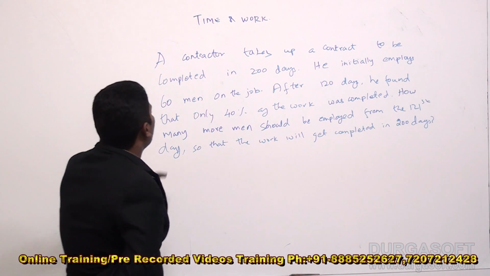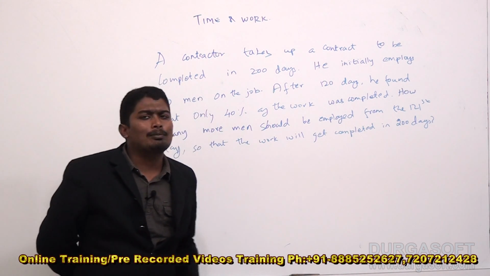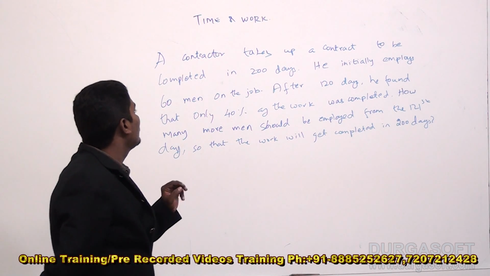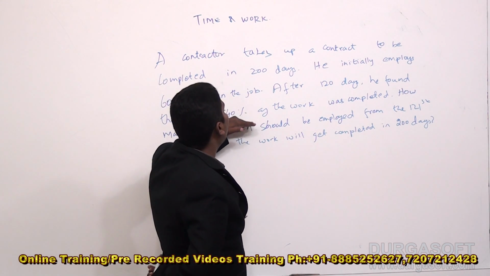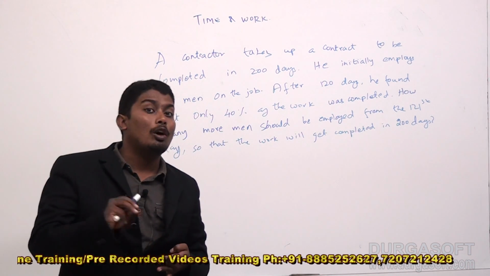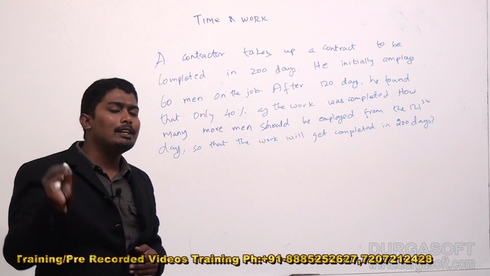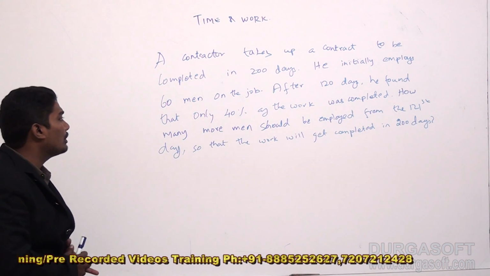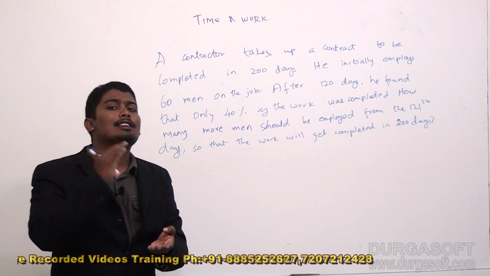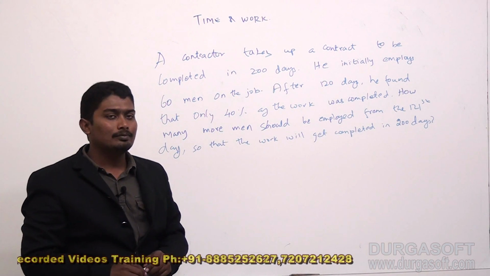So there is no limit on how many people you can employ. You can employ any number of people. But the question is, here after 120 days only 40% is completed. Now I have to employ some extra people. So how many extra people should I employ so that the work will get completed in exactly 200 days? That is, within the contract period I can finish the work.